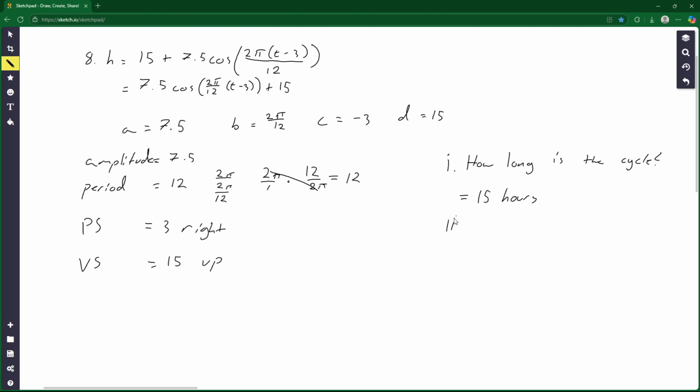And then part 2, how high at high tide. That is going to be equal to, well, we have 15 plus 7.5. That is going to be 22.5. And that is going to be in feet.